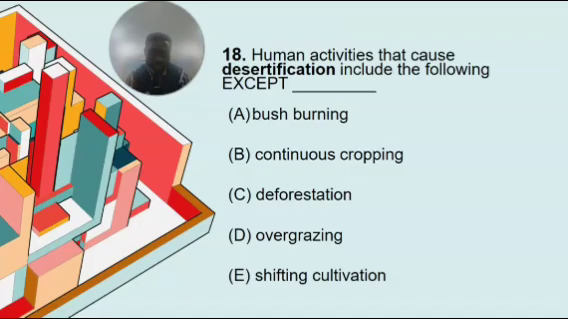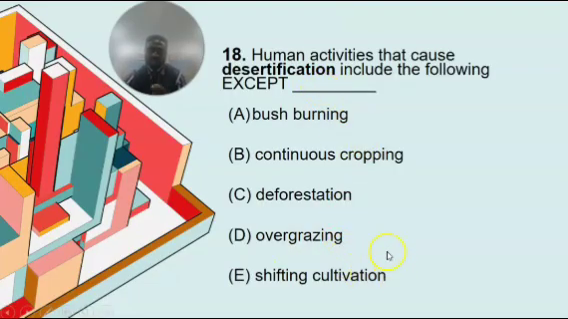A is bush burning. Does it cause desertification? Of course, yes. When you burn bushes and trees and the woodlands, everything goes, leaving behind ash and other debris. Then we have B, continuous cropping. Deforestation, that's when you cut down economic trees for either domestic purposes or commercial purposes. Then you have overgrazing. Then you have shifting cultivation. So what's the answer? The answer is option E, shifting cultivation. All the rest from option A to D cause desertification through their engagement on a daily basis.